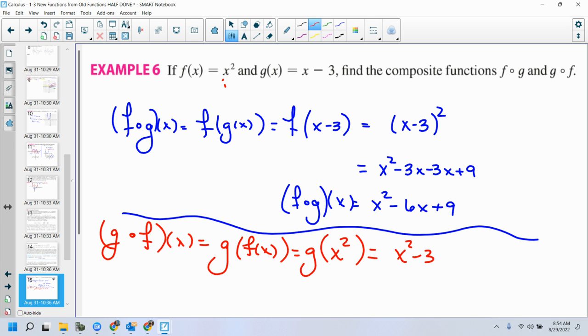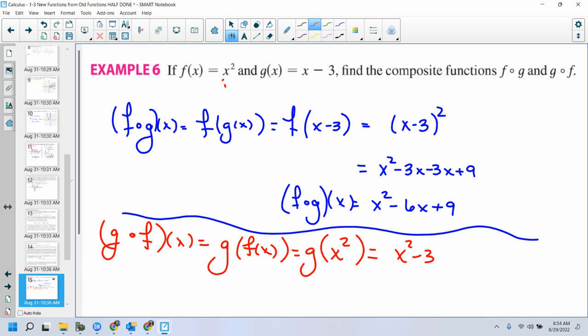I'm not asked about my domain here because the domain is going to be all real numbers. We're going to talk about domain in a second. How do you think about domain? You look at the domain of g. The domain of g is all real numbers, just linear. Then I would look at the domain of the full function. Do I have to tweak that domain at all? No, it's still polynomial. It's all real numbers. So the domain is always all real numbers here.